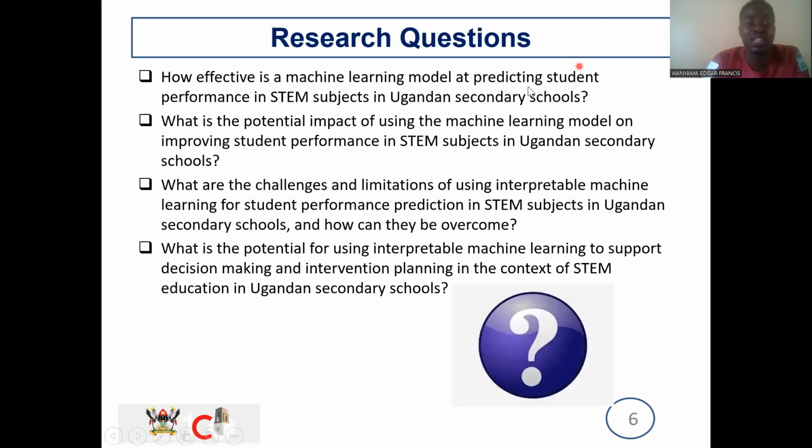When we say the research questions, one of them is: how effective is the machine learning model at predicting students' performance in subjects in Ghana secondary schools? Another one is: what is the potential impact of using the machine learning model on improving students' performance in STEM subjects in Ghana secondary schools? Another one is: what are the challenges and limitations of interpretable machine learning for students' performance in STEM subjects in Ghana secondary schools, and how can they be overcome? Then: what is the potential for using interpretable machine learning to support decision-making and intervention planning in the context of STEM education in Ghana secondary schools?